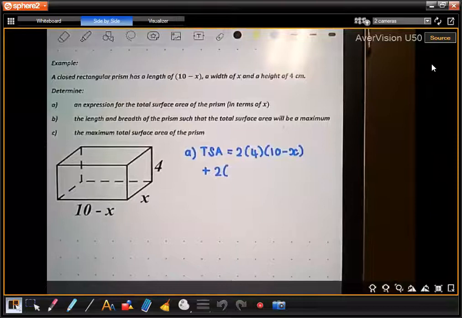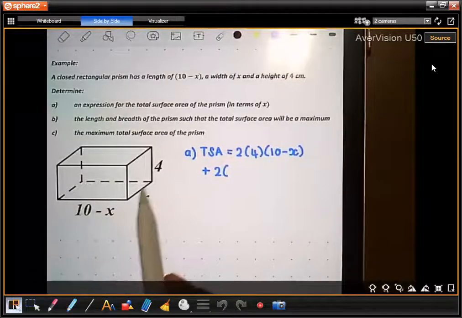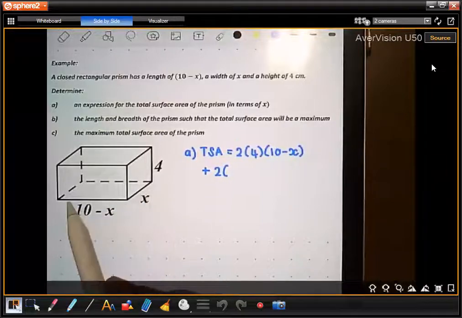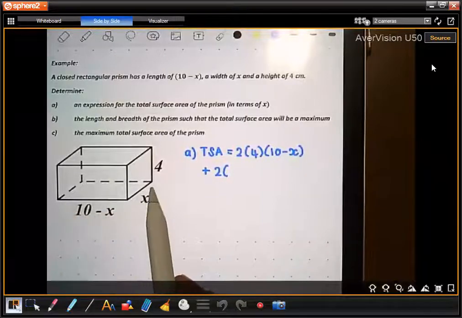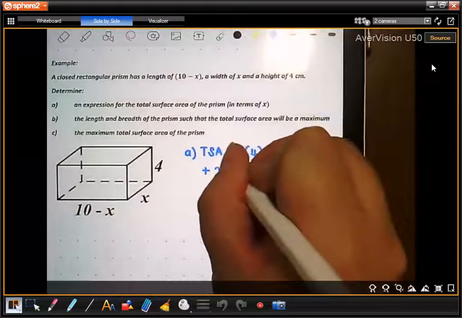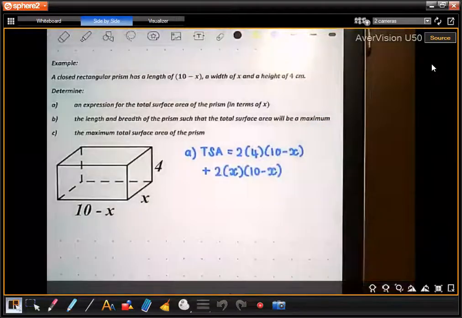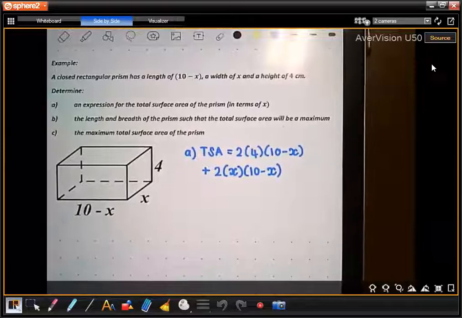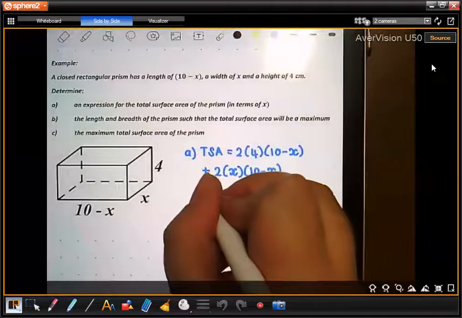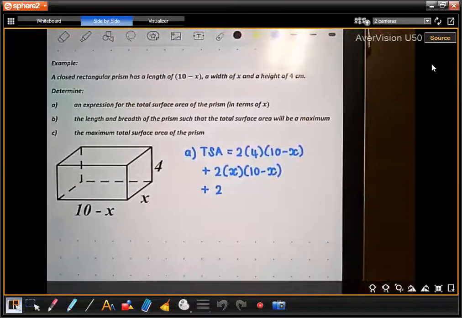Now, what are the dimensions of the rectangles at the top and the bottom? It's easier to look at the bottom one because those dimensions are actually filled in, right? It's going to be 10 minus x multiplied by x, right? Those are the dimensions of the top and the bottom ones. I'm just going to put the x first because I prefer multiplying something into a bracket in that order, but it doesn't matter, really.